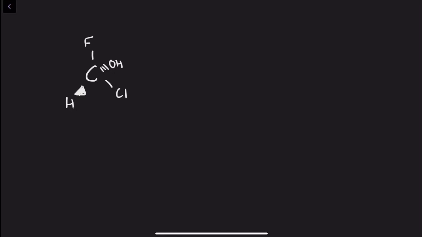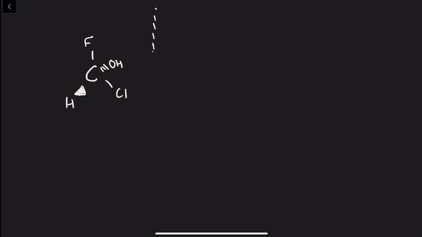Today we're going to look at enantiomers. Now, enantiomers are a type of stereoisomer. Stereoisomers are isomers that have the exact same connectivity, but they differ in their spatial arrangement. So that means that they're going to be in different locations. Now, enantiomers specifically are mirror image isomers.